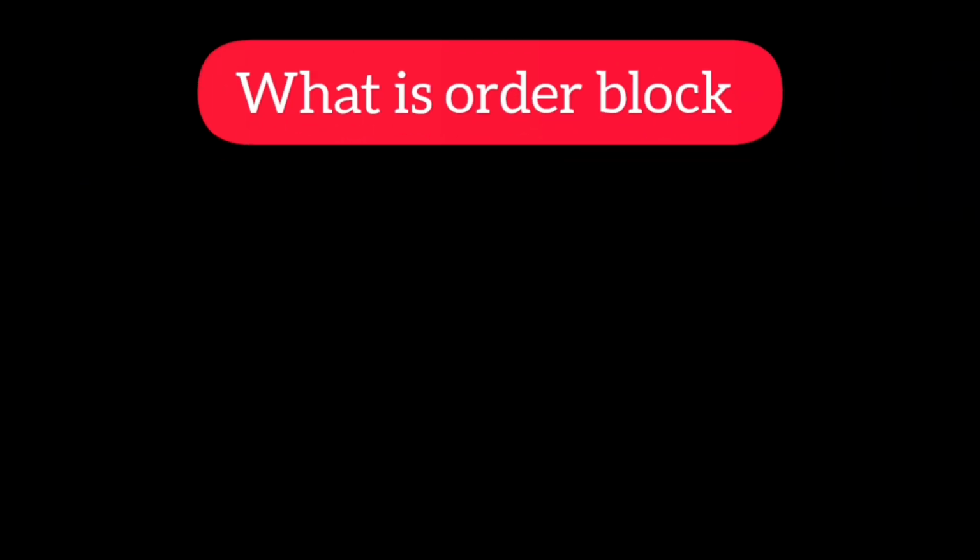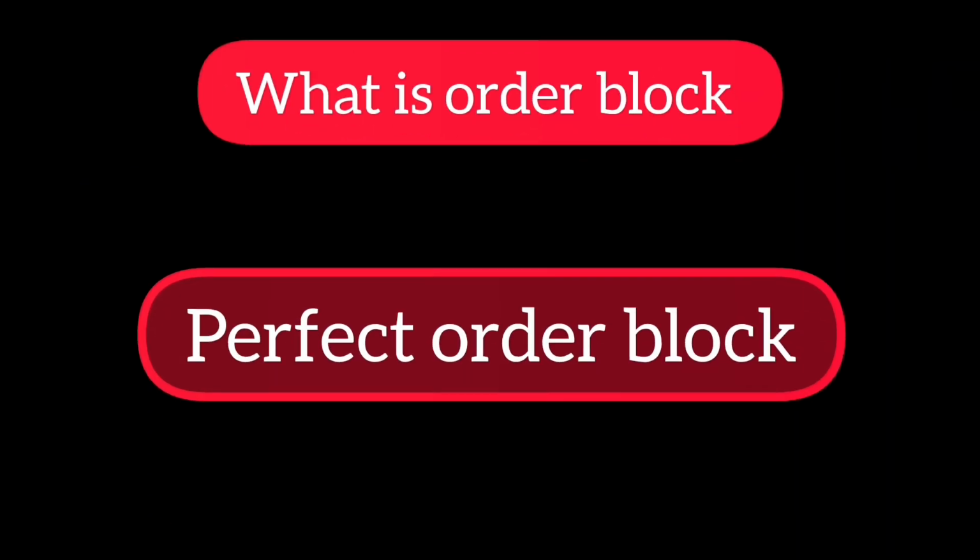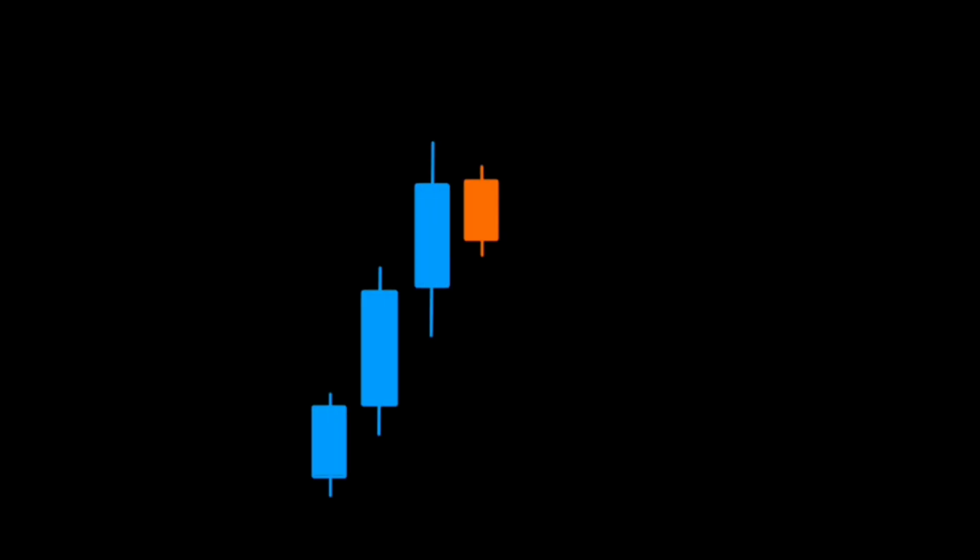Number 3. What is an order block and what is its rule, and how do we identify a valid order block? Perfect order block identification is crucial for an SMC trader, because a wrong identification of an order block can make you several financial losses. Look at this first type of order block.